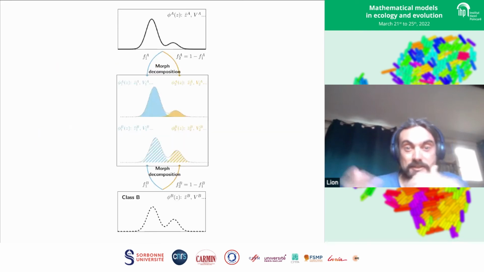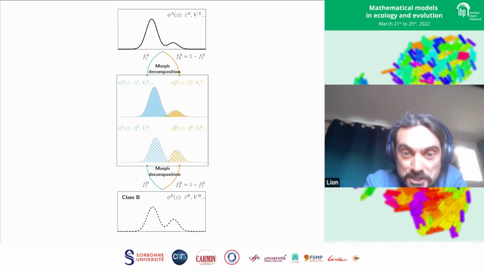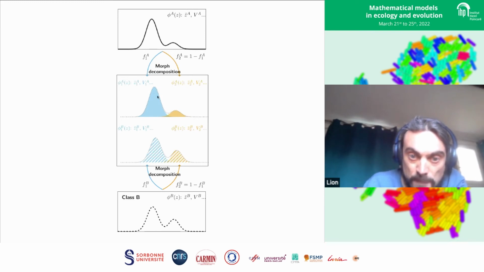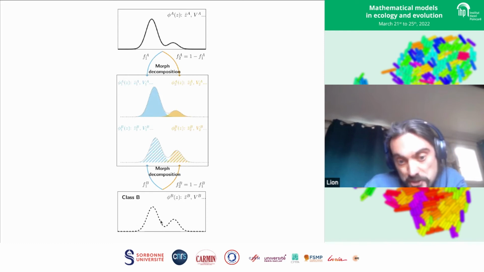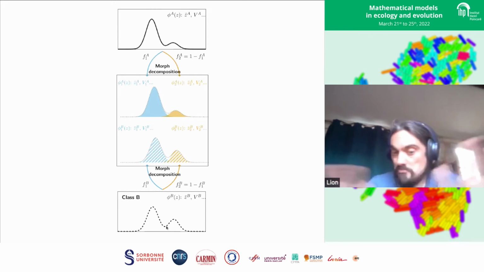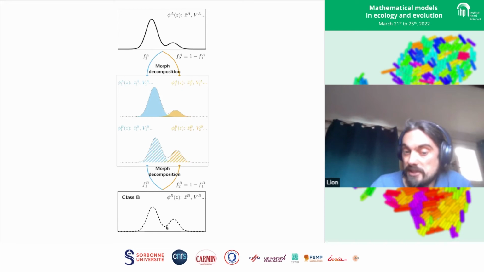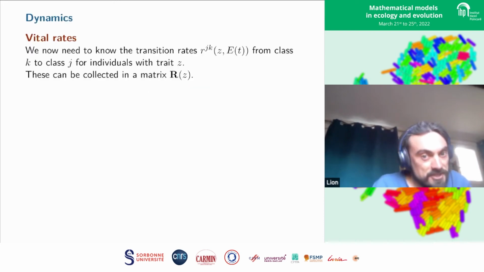Okay, so basically, if we graphically put that in the picture, we have one trait distribution in class A. We can decompose as before this distribution into maybe here two morphs, and we have another distribution of the trait in class B. Note that they're not necessarily the same. We allow for some differences in trait distributions in different classes, but again, we can do a morph decomposition, and then we have dynamics that we need to deal with.